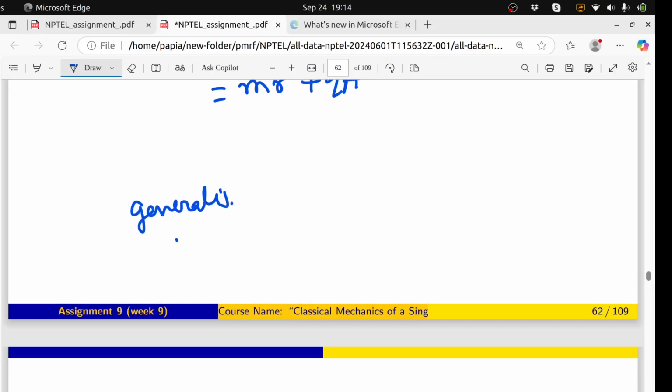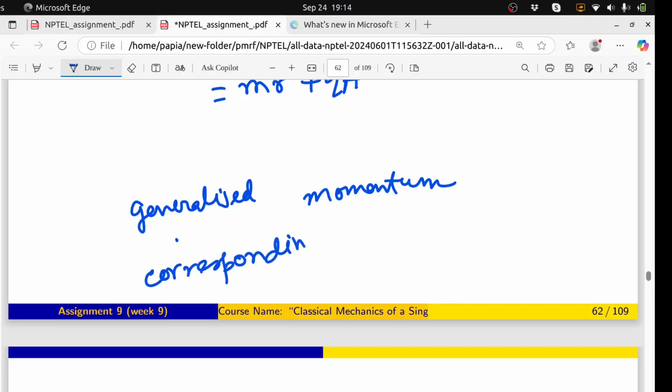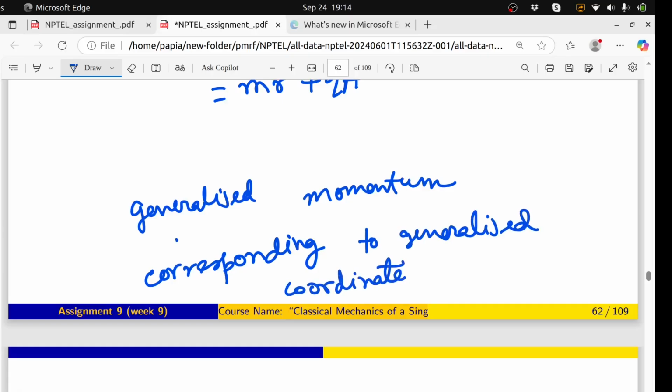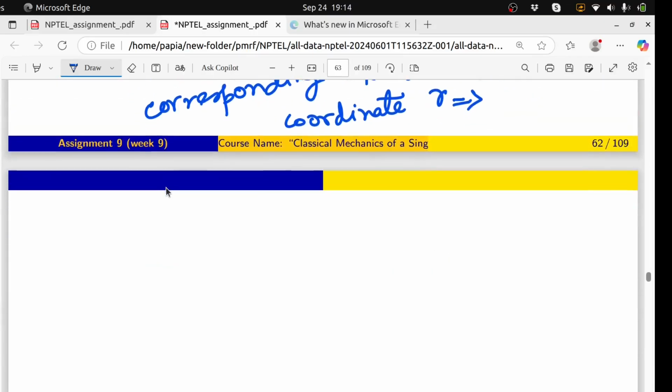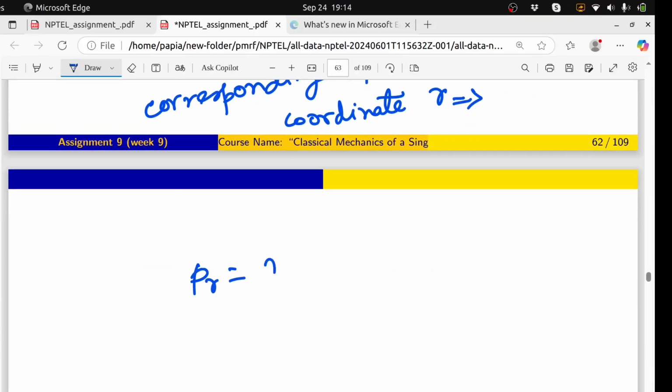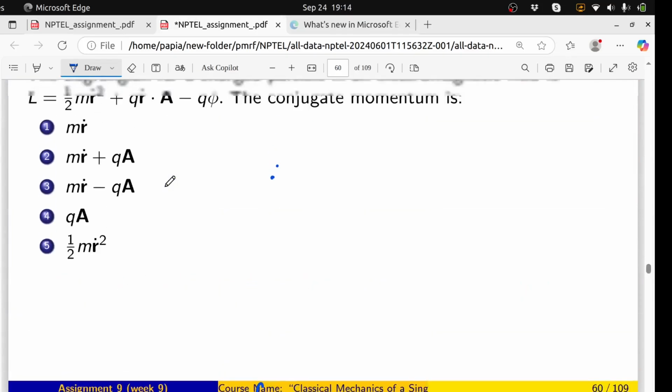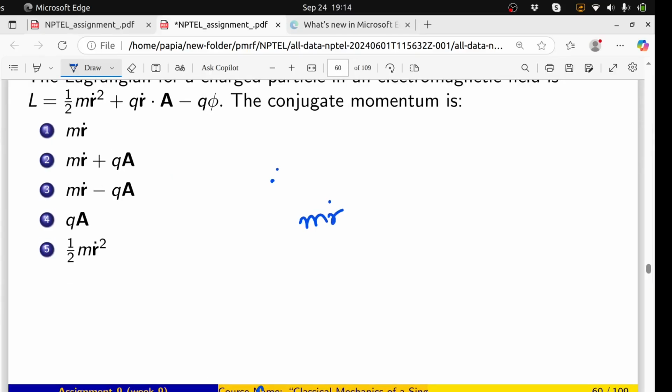The generalized momentum corresponding to generalized coordinate r, which is p_r, is m r dot plus q A. Now we have to see which option is correct. The answer is m r dot plus q A. Actually it should be in vector form, so you can see that option number 2 is correct.